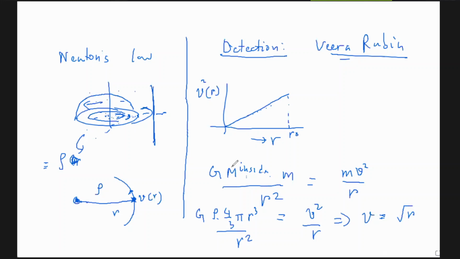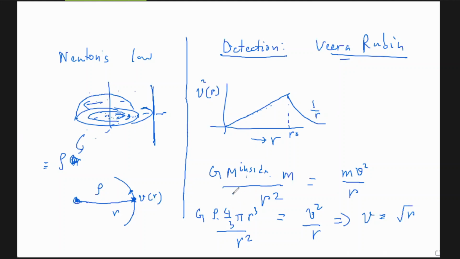It will go as 1 by root over R. So V square will go as 1 by R. So it will fall like 1 by R, V square, if I plot. Yes? So everybody got it?